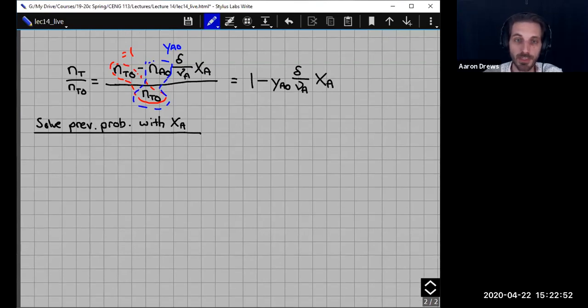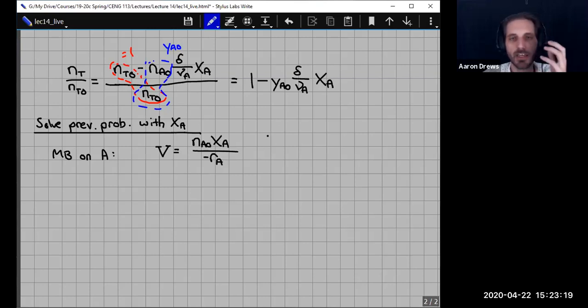You can always check your work with something else. You can check your work with the long form version. But if I ask you to specifically solve it with X sub A, what I mean is start with your material balance on A as what we have just shown here, right? Volume is equal to N sub A zero X sub A over minus R A, or whatever A is. I think in one of the problems I asked you for, I think the key component was E for ethylene. So you would solve it in terms of ethylene X sub E, but whatever you want, as long as you're starting from this particular material balance instead of the general one. So with a situation like this, we already know the volume. That was 6,000 liters from before.